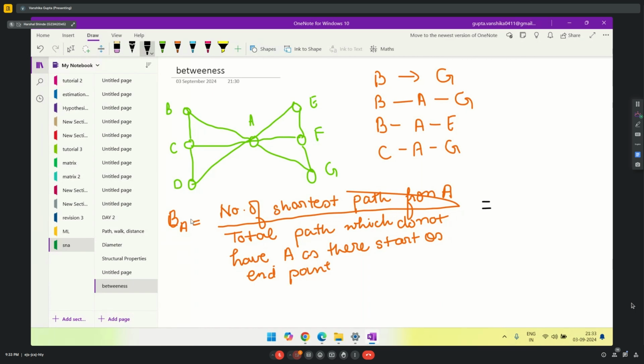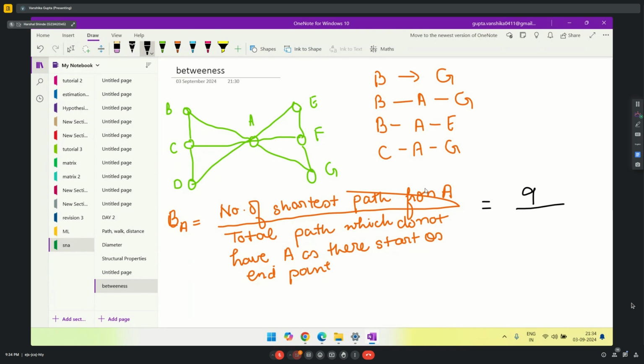First of all, if I want to calculate betweenness of A, I need the number of shortest paths through A. So how many paths will pass through A? BAE, BAF, BAG, same CAE, CAF, CAG, DAE, DAF, DAG. Total we have 9 paths.